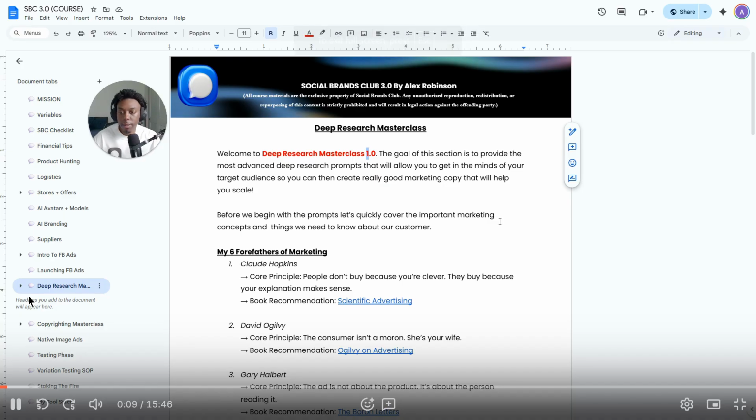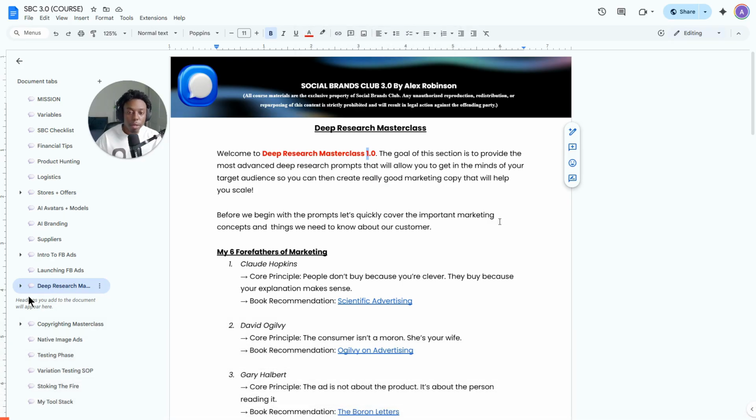The goal of this section is to provide the most advanced deep research prompts that will allow you to get in the minds of your target audience so you can create really good marketing copy that will help you scale. Before we begin with the prompts, let's quickly cover the important marketing concepts and things you need to know if you want to get inside of your customer's mind.